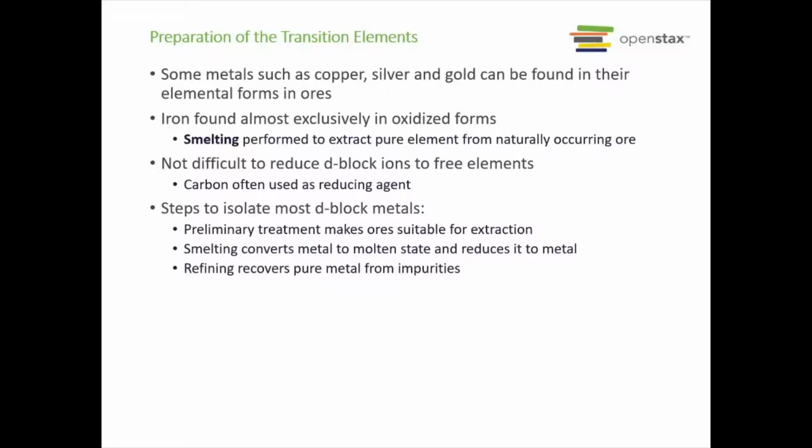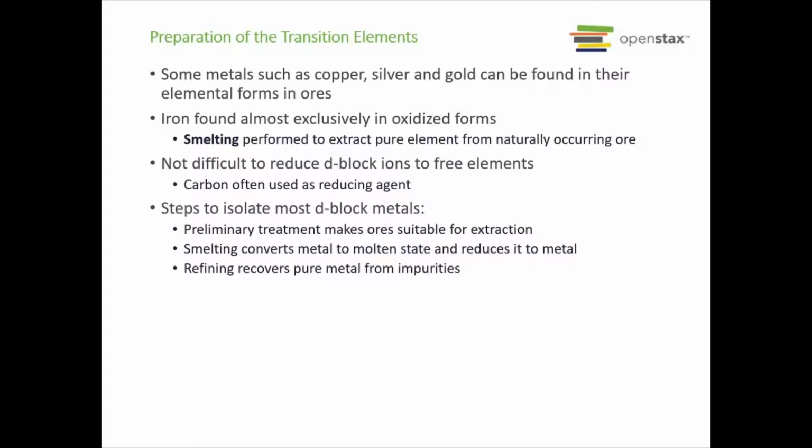There are 3 main steps to isolate most of these D block metals. The first is preliminary treatment to make them suitable for extraction. A lot of times this can be crushing or grinding it so it's easier to melt, or concentrating those metal bearing components. Sometimes you do a chemical treatment to convert them into compounds that are easier to reduce into the metal, but it's again just getting it ready to be extracted.